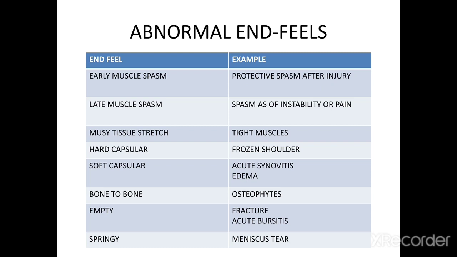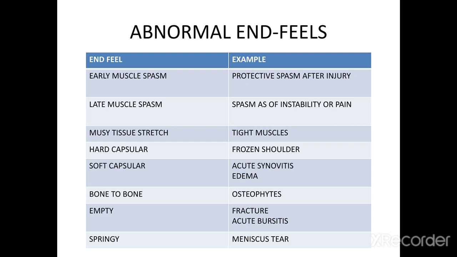Now muscle spasm is further divided into early and late muscle spasm. Early muscle spasm is seen in the earlier part of the range, and this end feel is provoked by the movement, and it is accompanied by pain, and there is a sudden abrupt stoppage of movement. It is basically seen in protective muscle spasm after an injury.